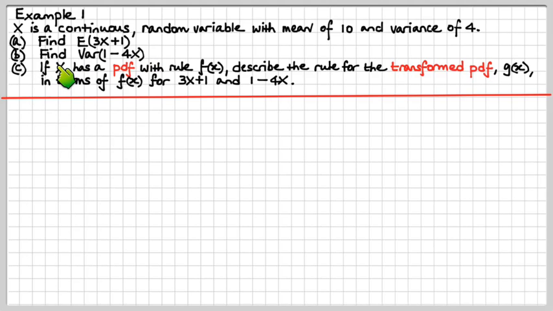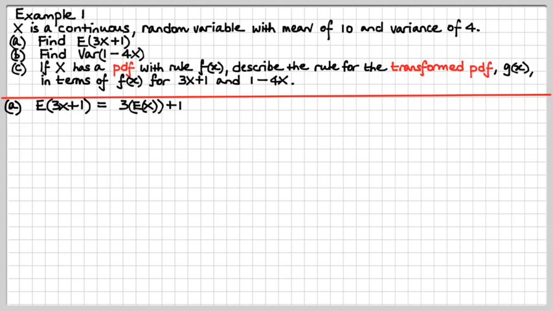This third one is where I'm going to dwell a bit. If x has a probability density function with the rule f of x, describe the rule for the transformed PDF g of x in terms of f of x for both of these situations, that one from A and that one from B. All right, let's go for it.